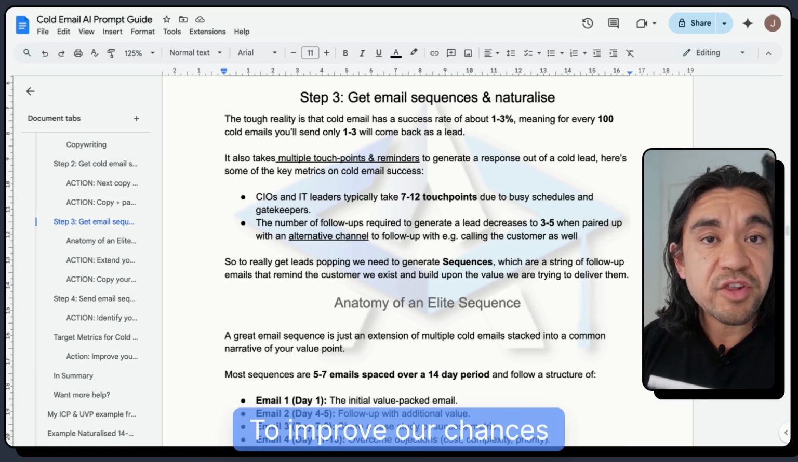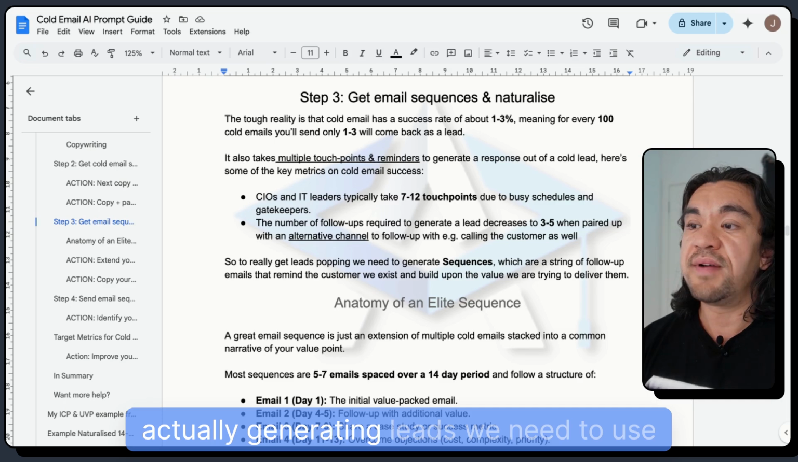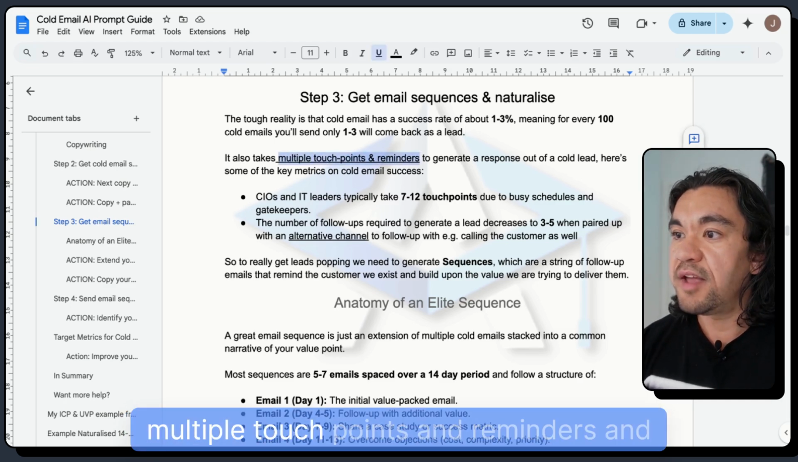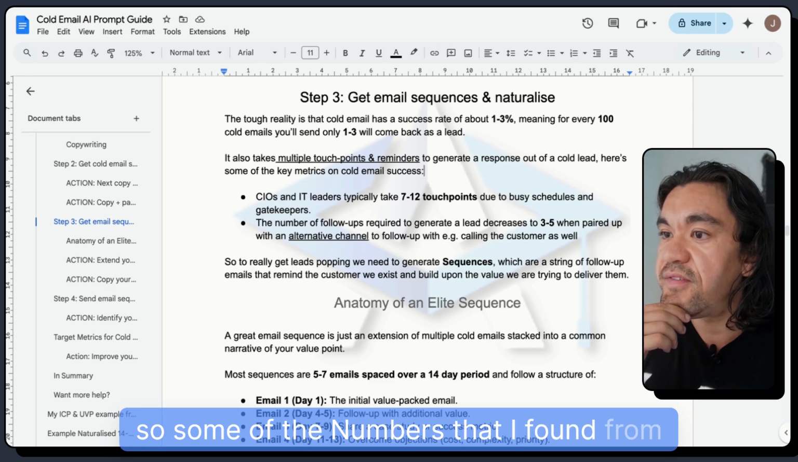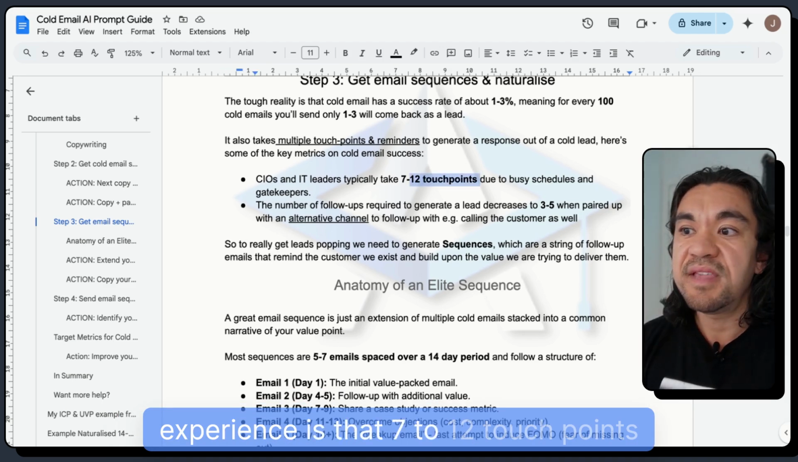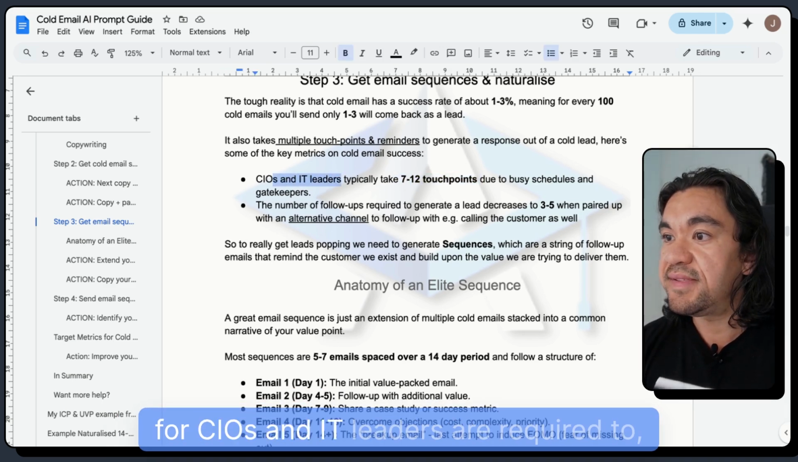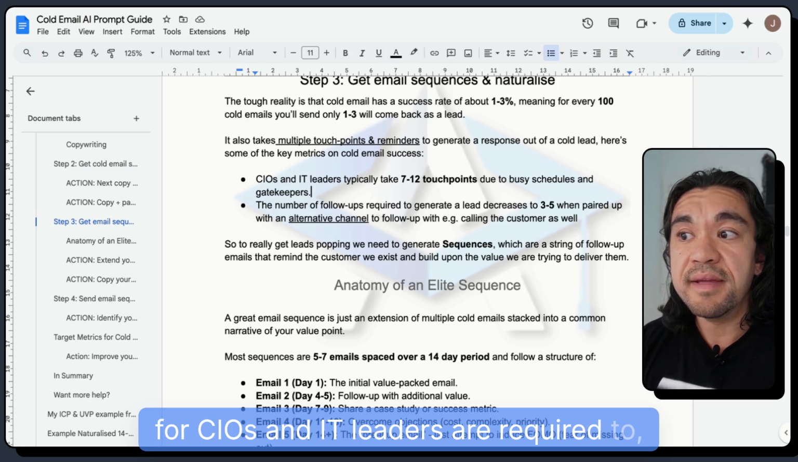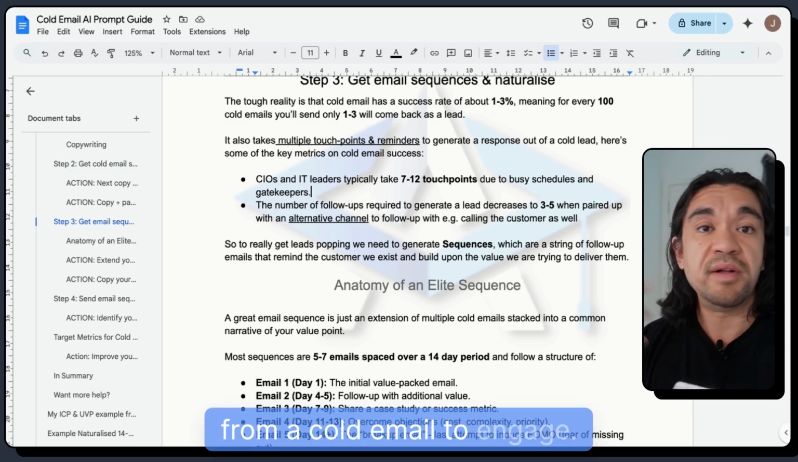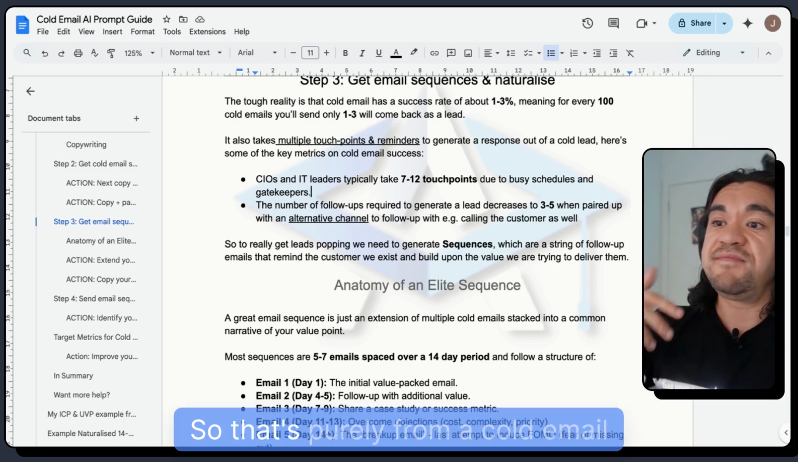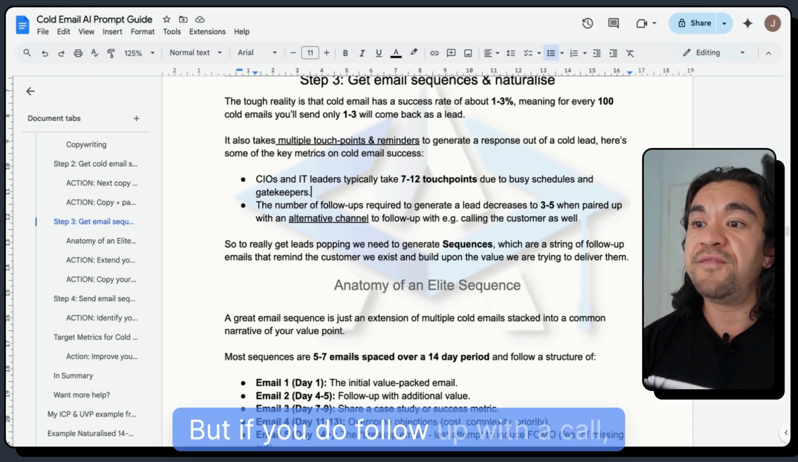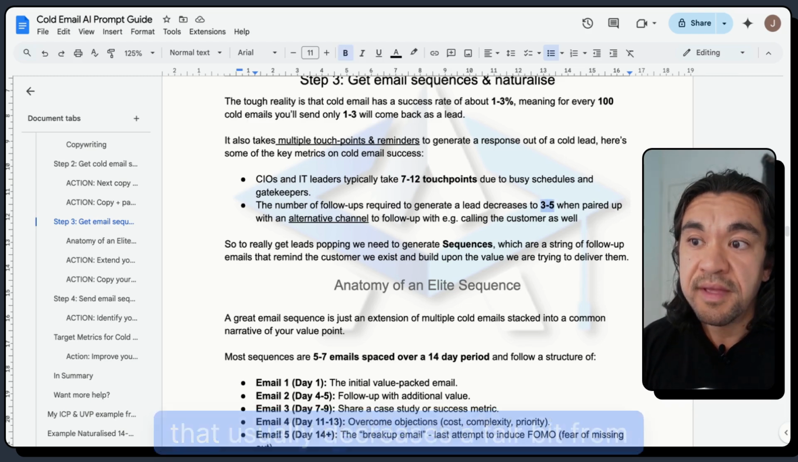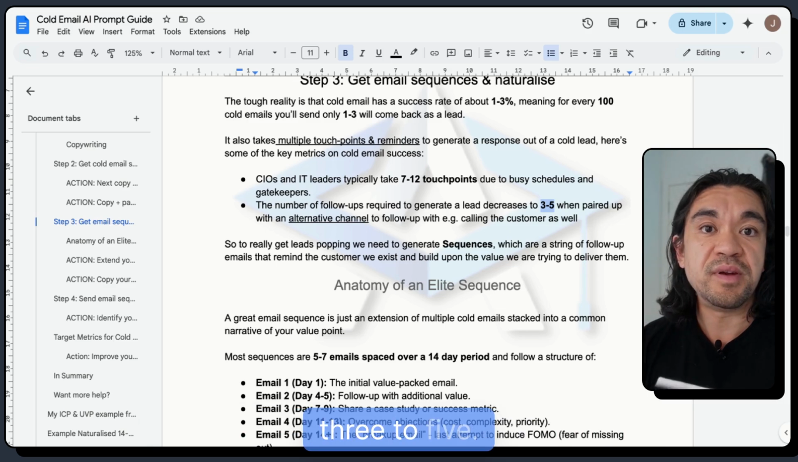To improve our chances of actually generating leads, we need to use multiple touch points and reminders in different channels. Some of the numbers that I've found from experience is that 7 to 12 touch points for CIOs and IT leaders are required from a cold email to engage. That's purely from cold email outreach. But if you do follow up with a call, that usually decreases a fair bit, to 3 to 5.